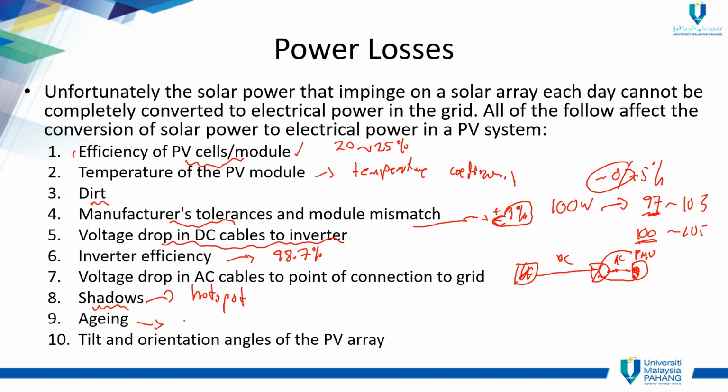Aging. By default, a PV module can last around 15 to 20 years. Tilt and orientation angles of the PV array also play a role. So if the roof has a solar tracker, a solar tracker is better, because it is always adjusting the tilt and angle of the modules towards the sun. So it's following the movement path of the sun.